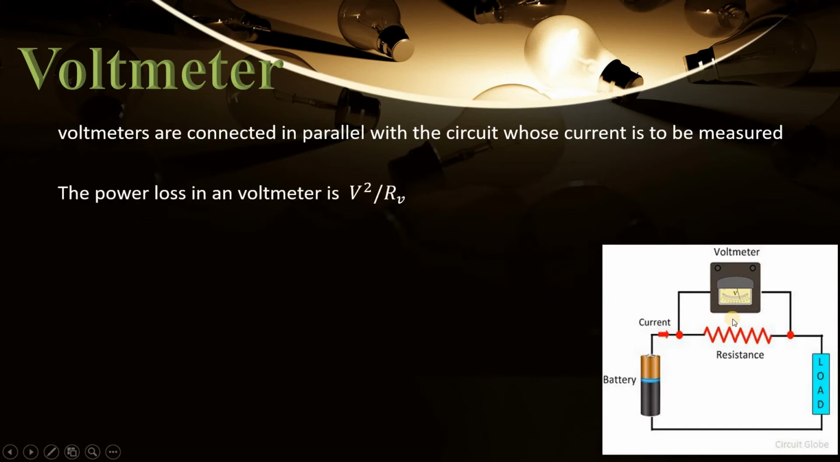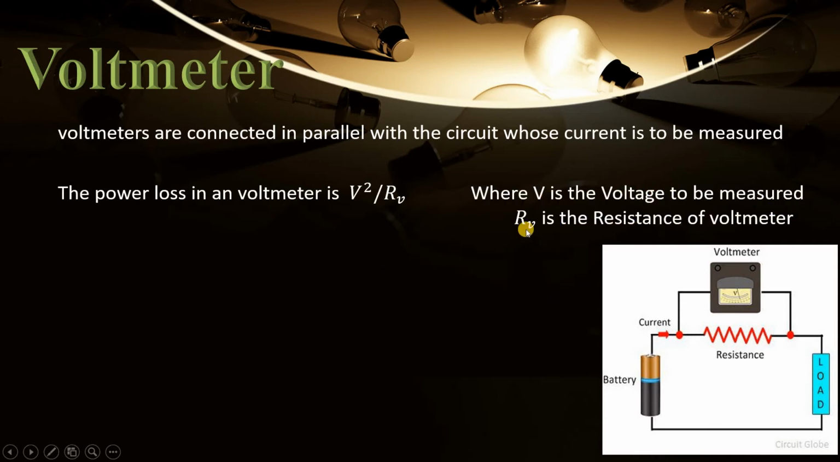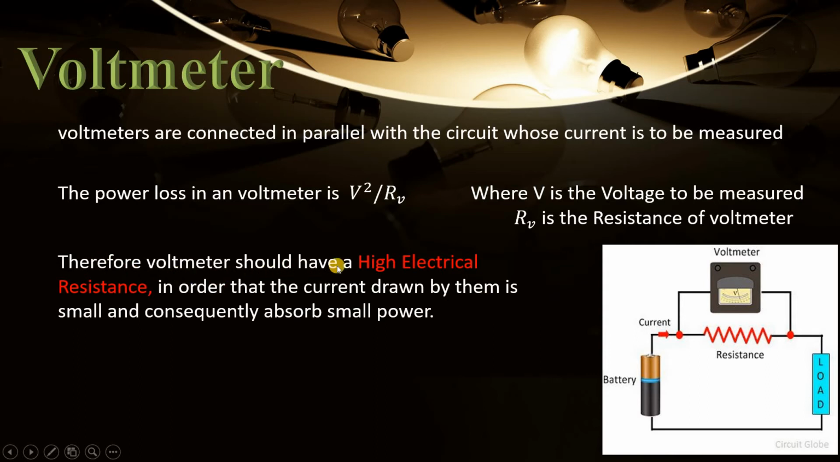So the power loss in a voltmeter is V square by RV, where V is the voltage to be measured and RV is the resistance of the voltmeter. Therefore, a voltmeter should have a high electrical resistance in order that the current drawn by it is small and consequently it absorbs small power. In ammeters, the resistance should be small, and in voltmeters, the resistance must be high. When the resistance is high, the power is inversely proportional to the resistance in the voltmeter case. So obviously, the power loss is less when the resistance of the voltmeter is high.